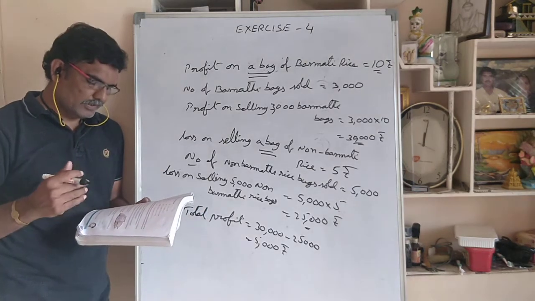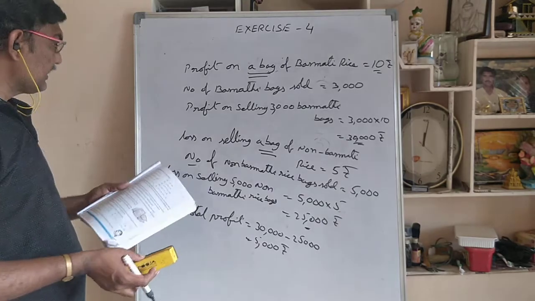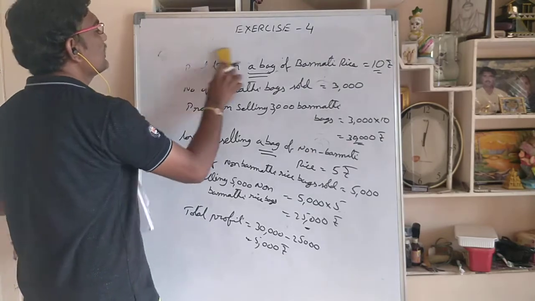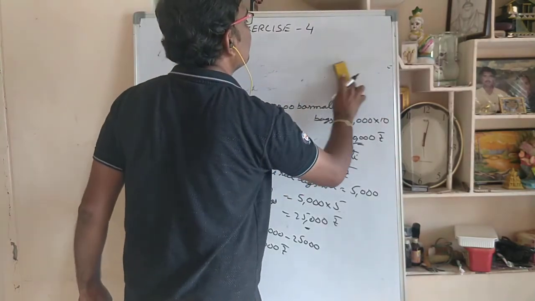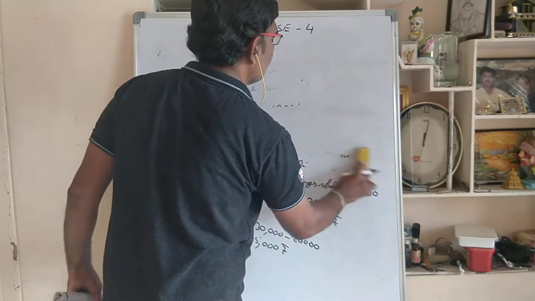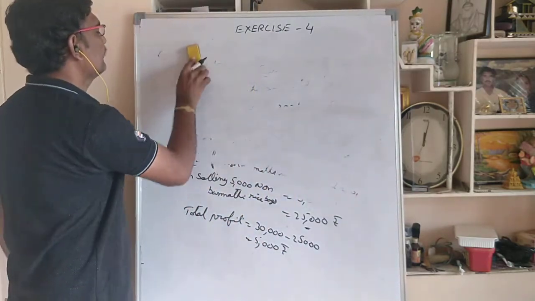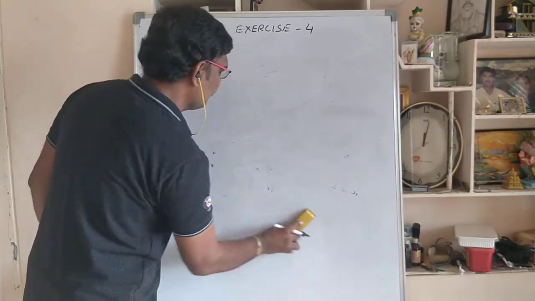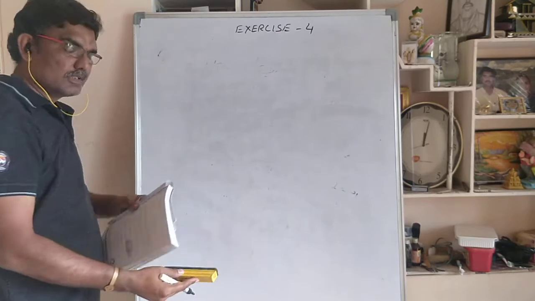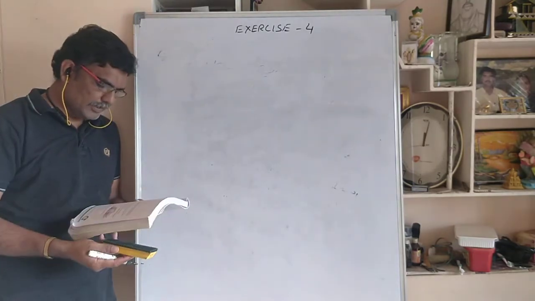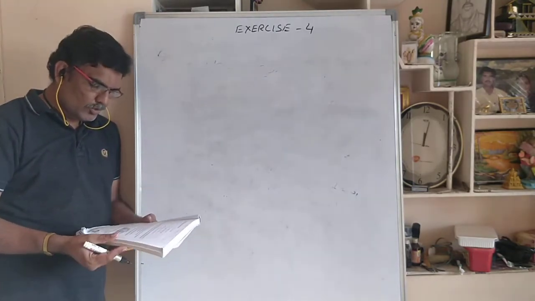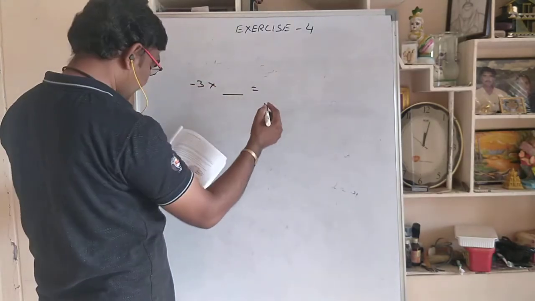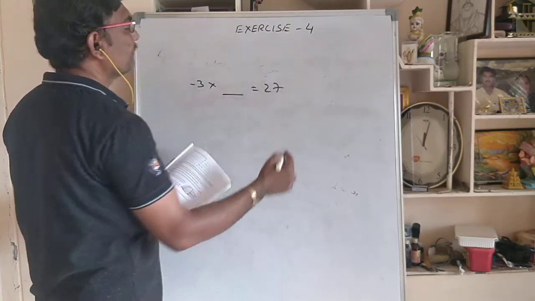Okay. Next one, you try the next one. Sixth one, we will see here. This is the fifth question's answer. Now we will go for the sixth. What is the sixth one? The sixth one is fill in the blanks: replace the blank with an integer to make it a true statement. Fill in the blanks: -3 into dash is equal to 27.